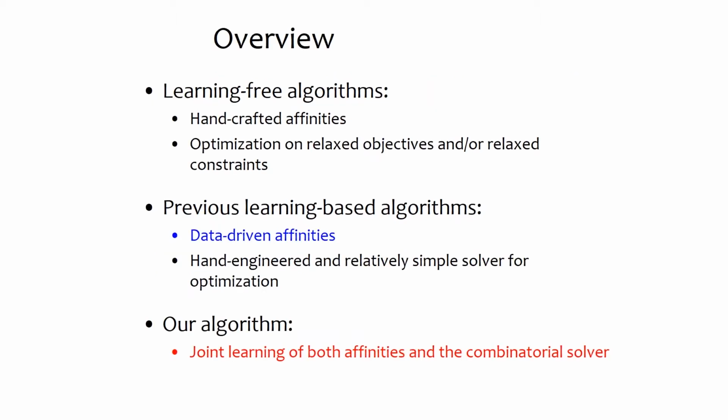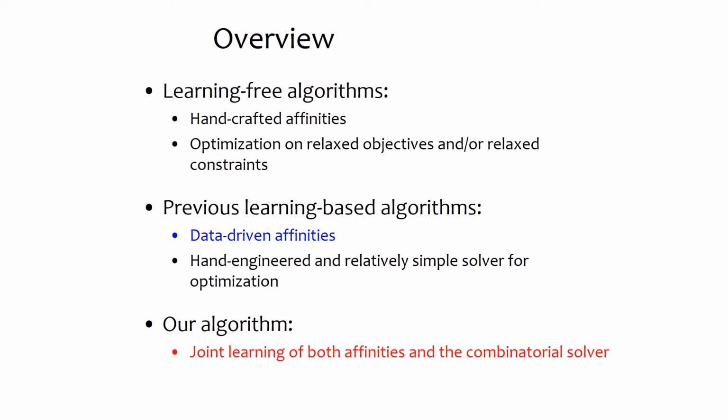Learning-based or learning-free approaches to graph matching have been developed and explored for more than a decade. However, previous learning-based algorithms, with or without deep learning strategy, mainly focus on the learning of node and edge affinities generation, and pay less attention to the learning of the combinatorial solver.